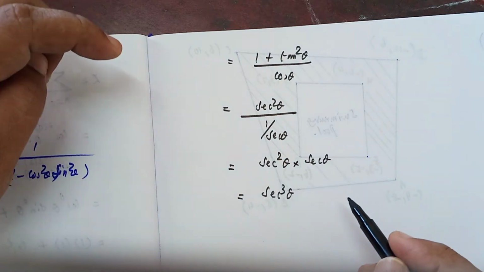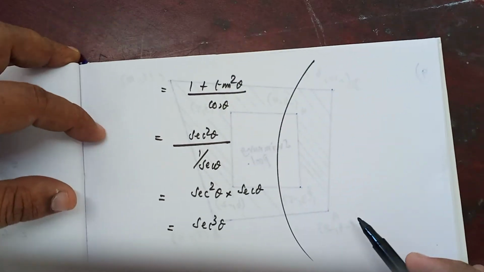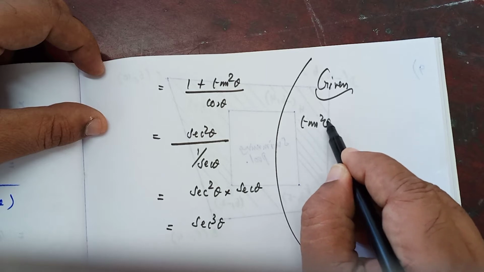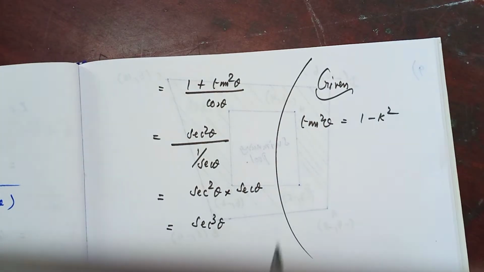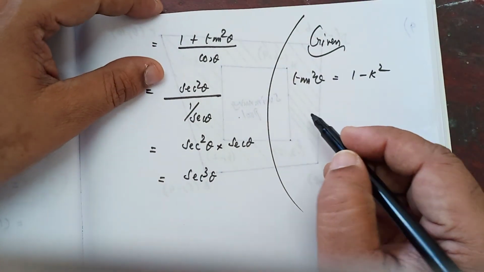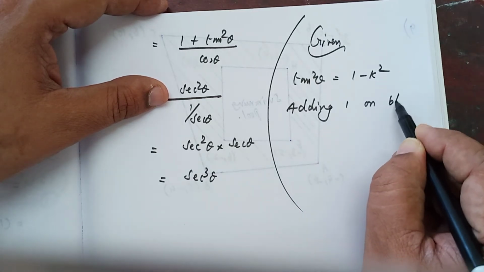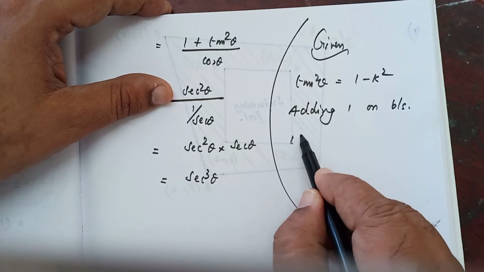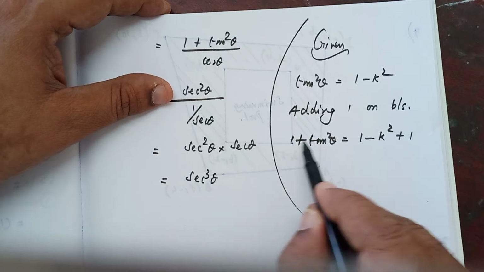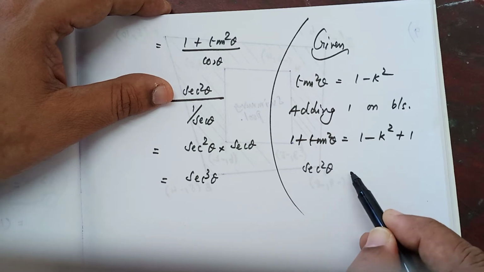Okay. Now, you are given tan square theta equal to 1 minus k square. That is given here itself. Adding 1 on both sides, you will be getting 1 plus tan square theta equal to 1 minus k square plus 1. You know the formula for 1 plus tan square theta, that is secant square theta.